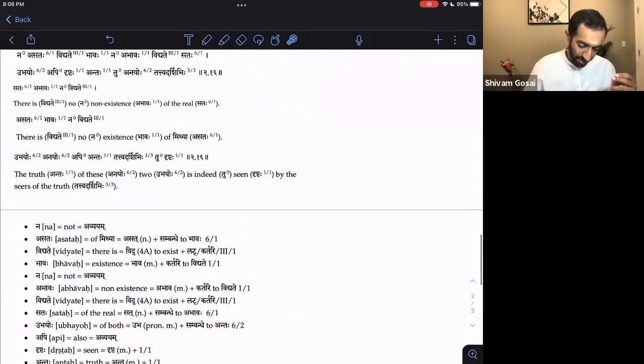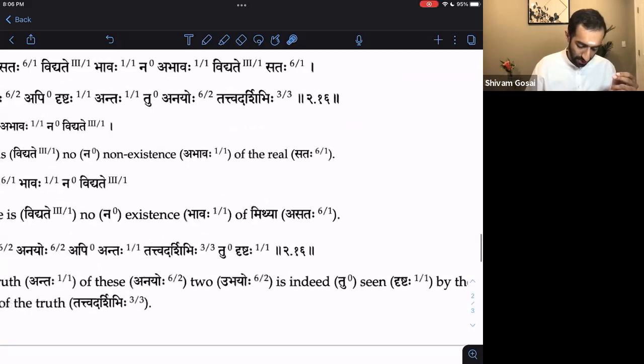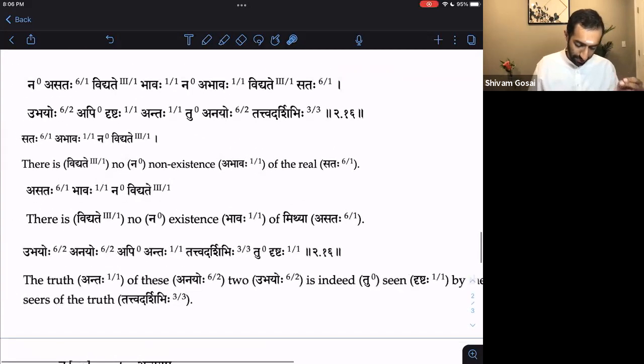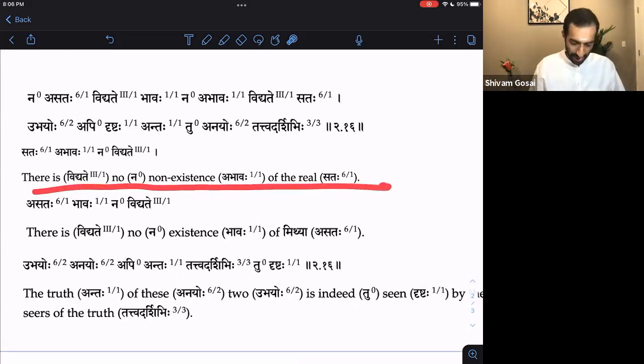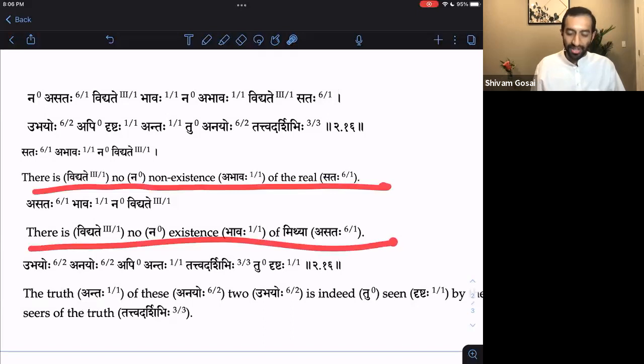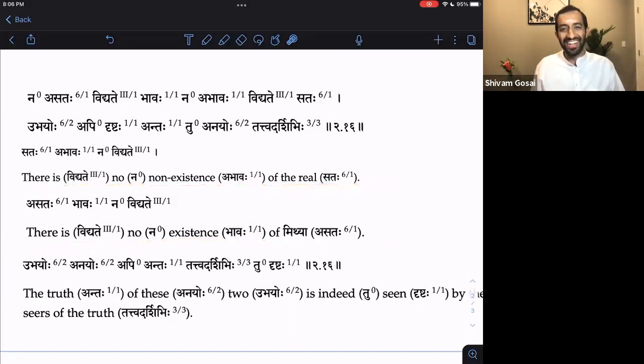So, and then the last part of the sentence we're not going to see, but I just wanted to show you. So, there is no non-existence of the real, and there is no existence of the unreal. Okay. I just want to show you this because this is why this is relevant. We're learning words that are going to be in our Vedanta class, and then we'll fill them in with meaning in the Vedanta class.